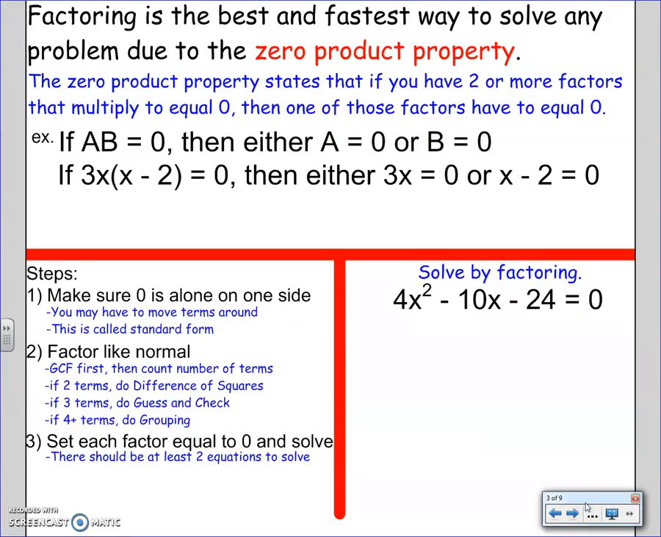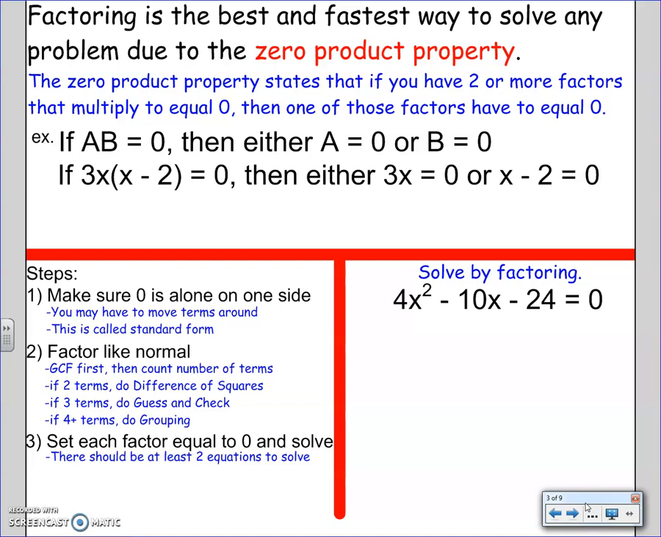So the first one, factoring, is the best and fastest way to solve any problem due to what we call the zero product property. The zero product property says if there's two or more things that multiply to equal 0, then one of these things has to be 0. For example, A times B equals 0: either A is 0 and B could be whatever it wants, like A could be 0, B could be a million, 0 times a million is 0. Or maybe reverse that, B is 0 and A could be whatever it wants. If A is -3 and B is 0, -3 times 0 is 0.